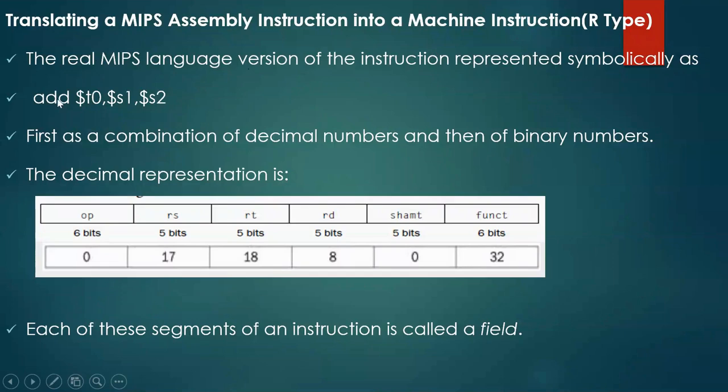Symbolically it is going to be represented as add $t0, $s1, $s2, where $s2 and $s1 are the two input registers and $t0 is used to store the result. Here is how the decimal representation is going to take place. For the R type, we are going to have all six fields: the opcode, RS, RT, RD, shift amount, function. All these fields will be stored. So first we have add $t0, $s1, $s2.